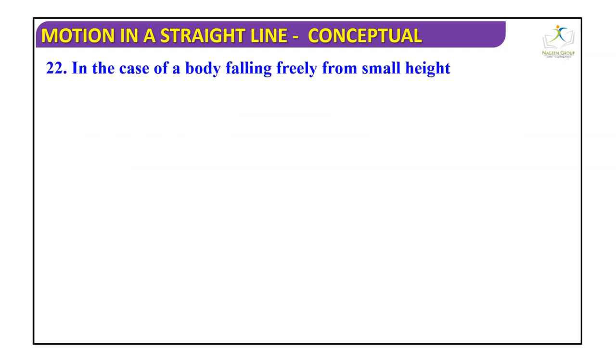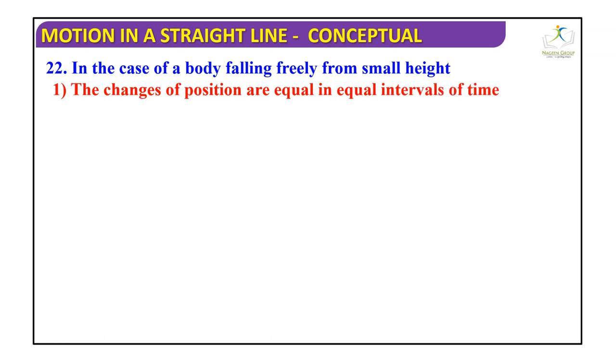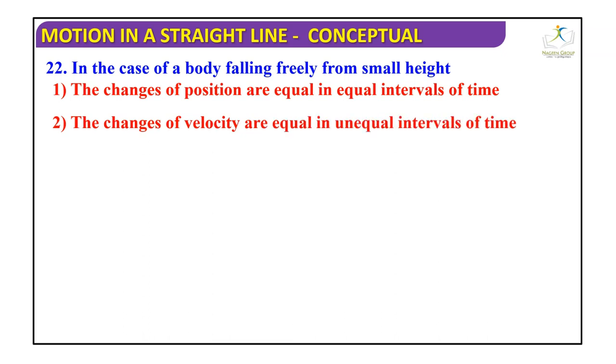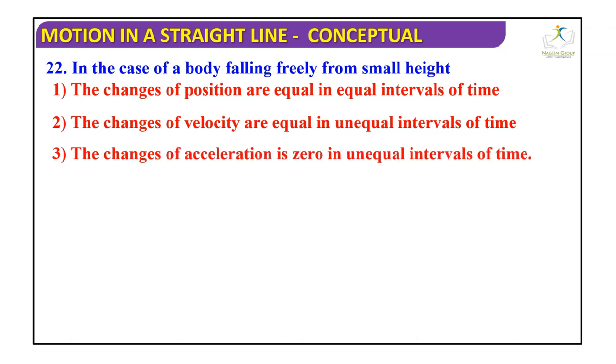Next, in the case of a body falling freely from a small height, the changes of position are equal in equal intervals of time. The changes of velocity are equal in unequal intervals of time. The change of acceleration is 0 in unequal intervals of time. Or all of the above.